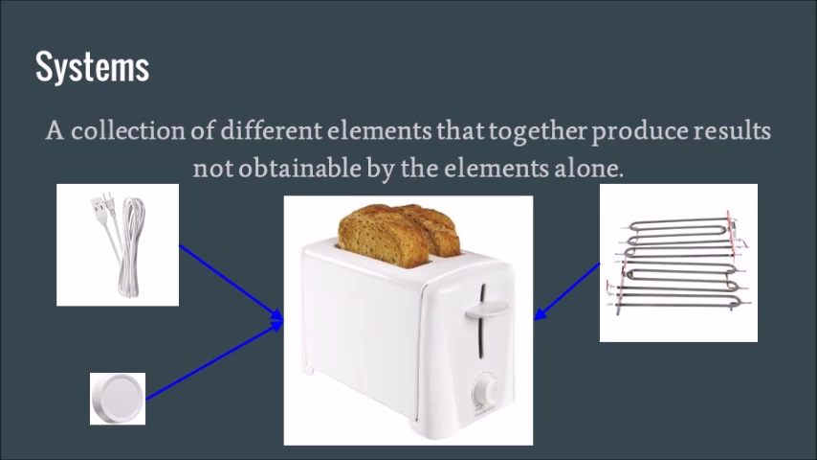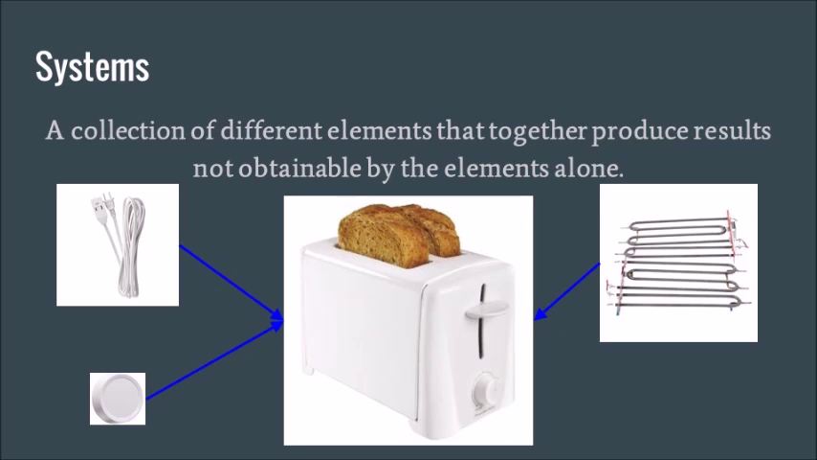We're going to look at an example of a toaster, which has several elements in it. Three of them are shown on this slide. One element could be just the power cord. A power cord on its own doesn't really do anything, but when it's connected to a toaster, you can make that bread brown, which is nice and toasty, which everyone likes.